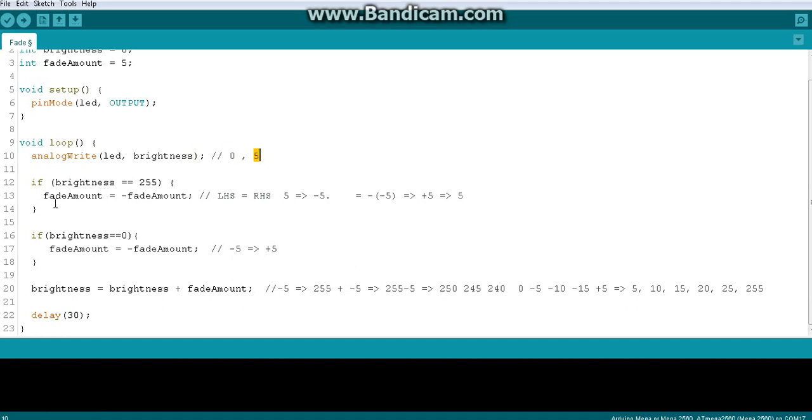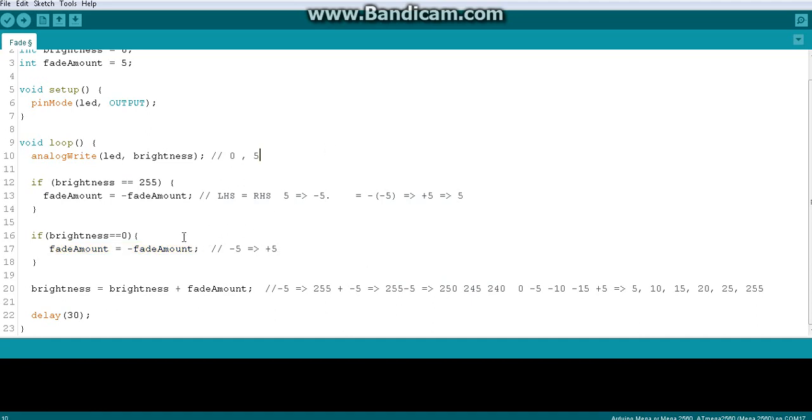The problem is at the first step this will not become true, so this if condition will have no effect. So the 5 will be 5 plus 5, but the problem is the brightness is 0. So this if condition is going to become true at the initial state. So immediately this plus 5 is going to become minus 5, only in the first scenario.